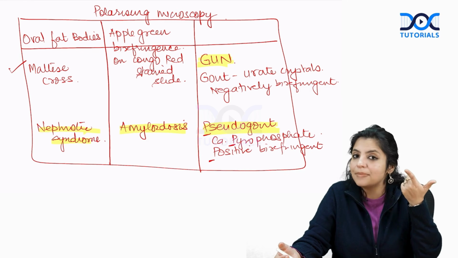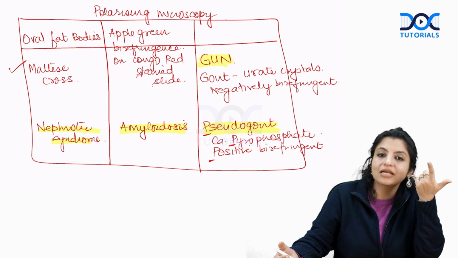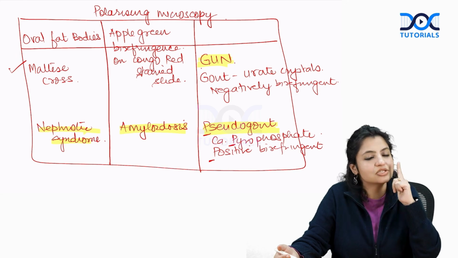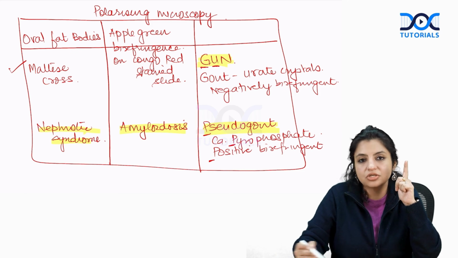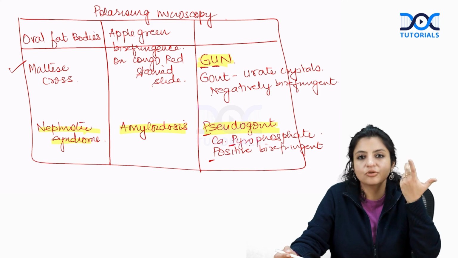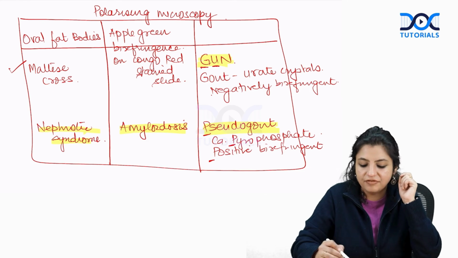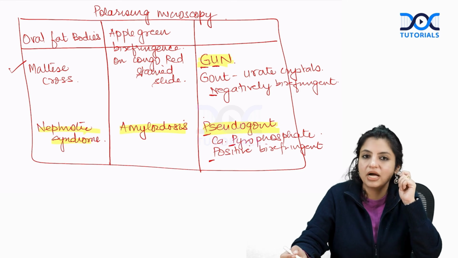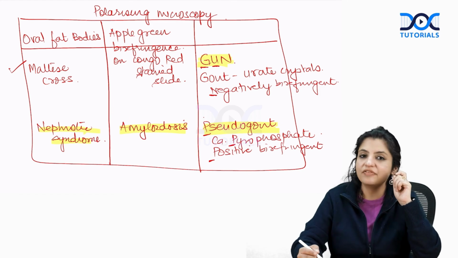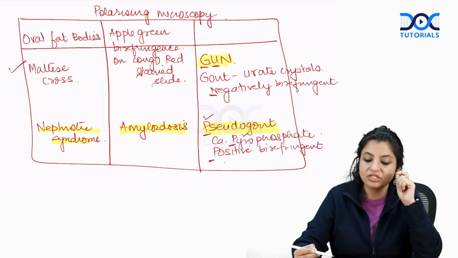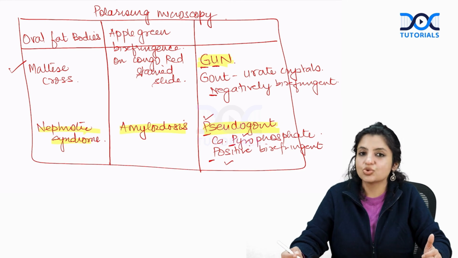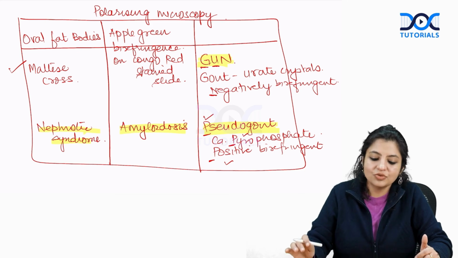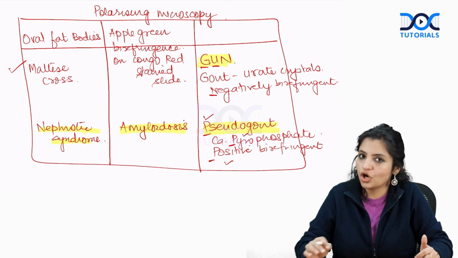Second, do you remember apple green birefringence on a Congo red stained slide? This was very typical for amyloidosis. This is also seen on polarizing microscopy. Third is your gout. In gout, remember the code GUN. Gout has urate crystals, sodium urate crystals, and they are negatively birefringent. So GUN is negatively birefringent, whereas pseudogout is P for everything, so they have calcium pyrophosphate crystals and they are positively birefringent. That's pseudogout, P for P, everything. These are some things which you should remember in polarizing microscopy, and you should not get them wrong.